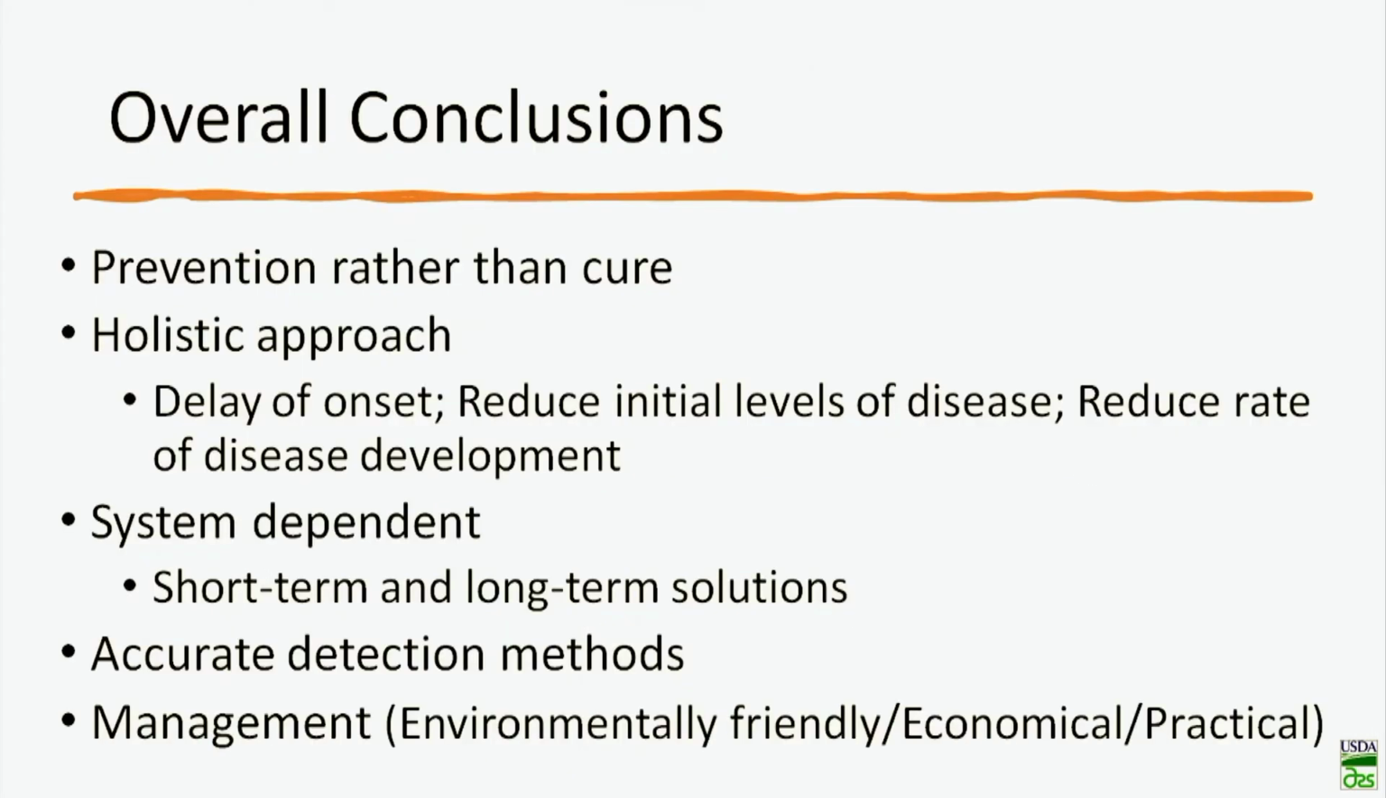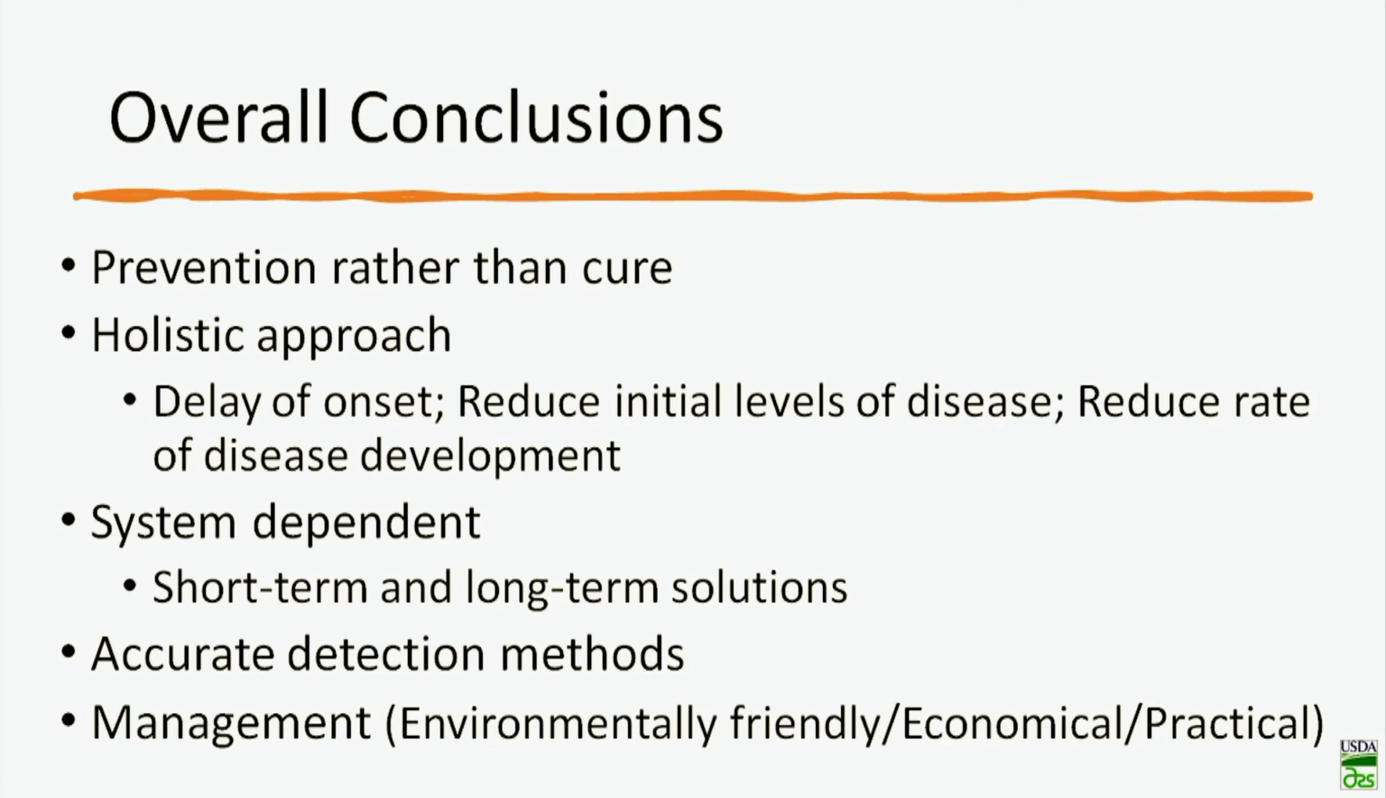Okay, some overall conclusions for the talk. Prevention rather than cure. Okay, it has to be a holistic approach. The best way to delay the onset of symptoms, either reduce the initial levels of disease or reduce the rate of the disease development, is key. Okay? You have to have kind of a short-term and long-term solution.